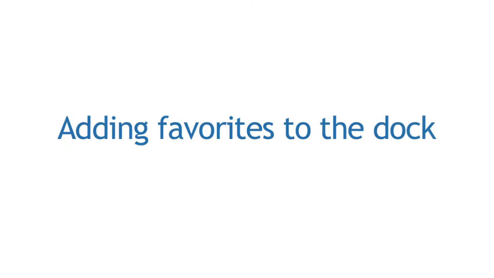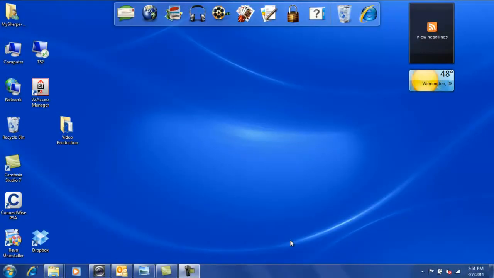Windows 7. Today's tip is adding favorites to the dock. The dock is a new feature in Windows 7, and it's located at the top of your screen. It comes pre-populated with a variety of shortcuts, file folders, and even the recycling bin. However, you can customize it to fit your needs to get to the programs and files you want to access quickly. Today, I'm going to add two things that I need and take away one that I don't.